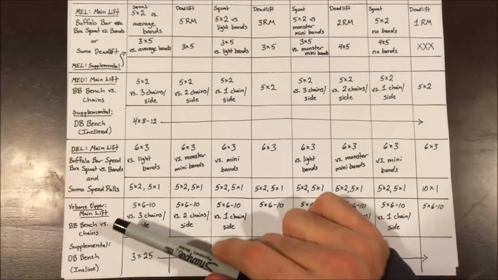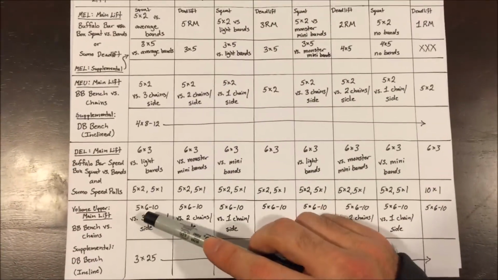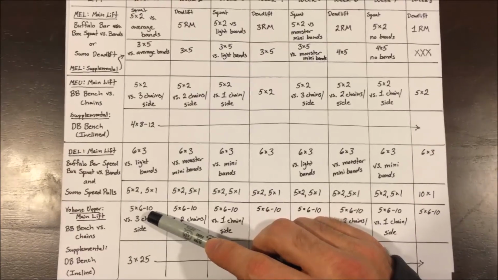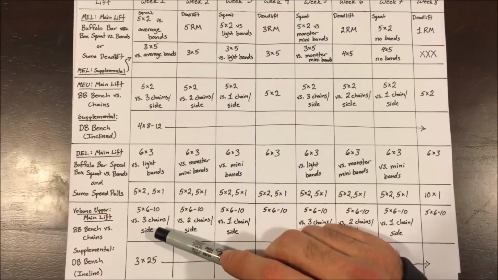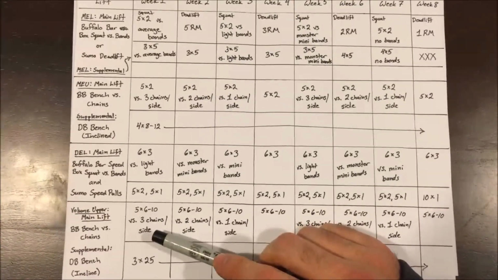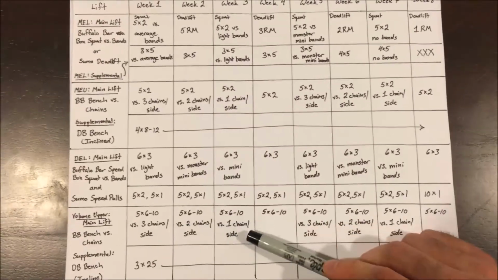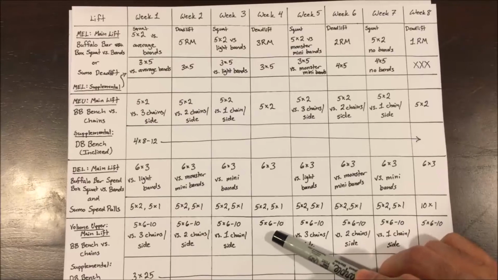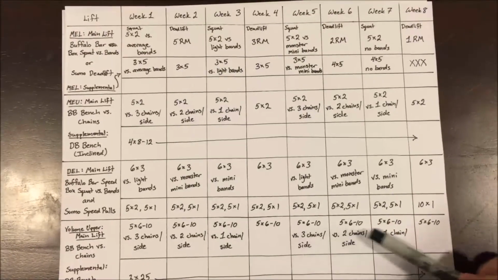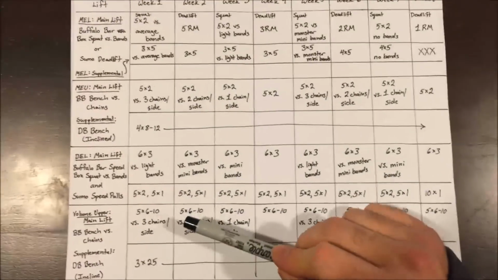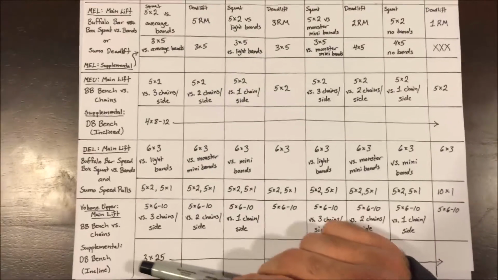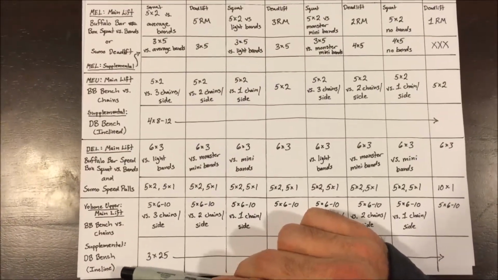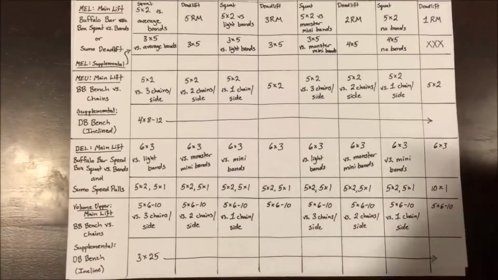These are going to have short rest breaks in between them, so anywhere from 20 to 45 seconds. Now for the volume upper days, I'm going to be doing 5 sets of 6 to 10 reps against the chains, gradually decreasing the chain weight over the 4-week period here till it's just the bar and the plates, and then I'm going to repeat that cycle again. Following the main lift, I'm going to have 3 sets of 25 dumbbell bench on an incline for all 8 weeks. And that's it for the main and supplemental lifts.